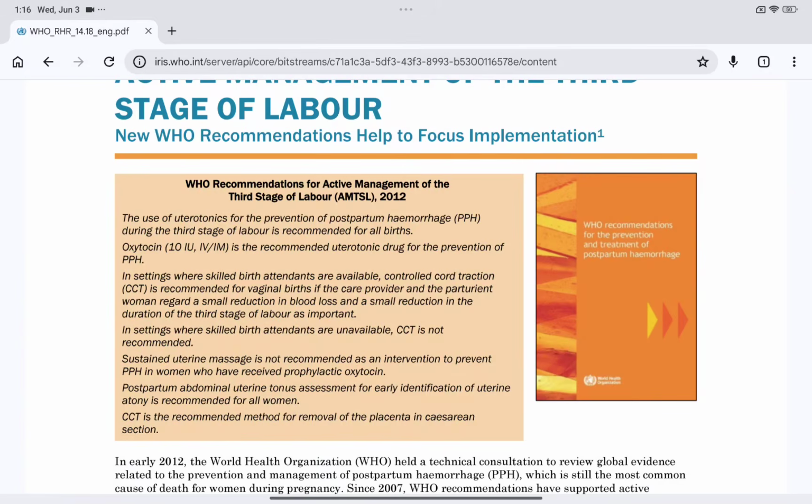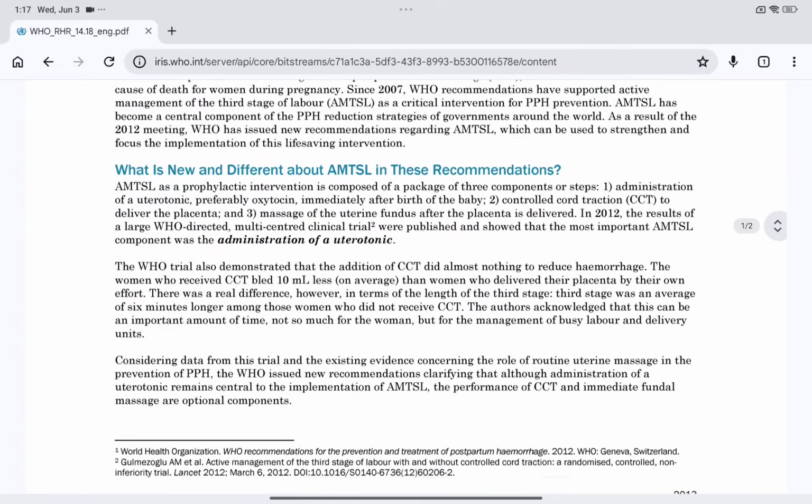Now, the third step is controlled cord traction. What we do is one hand is placed on the abdomen of the patient, and the uterus is pushed upwards and backwards, while the other hand catches the umbilical cord, and gentle traction is given in the downward and forward direction so that the placenta separates and is removed. Now the fourth step is intermittent assessment of the uterine tone. So the uterine tone is assessed every 15 minutes for the initial 2 hours after delivery, and it should be done more frequently if there is risk or the occurrence of uterine atony. So this is the management of AMTSL, or the active management of the third stage of labor. So this is recommended by WHO.